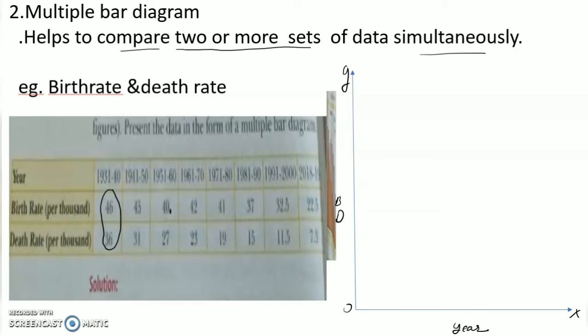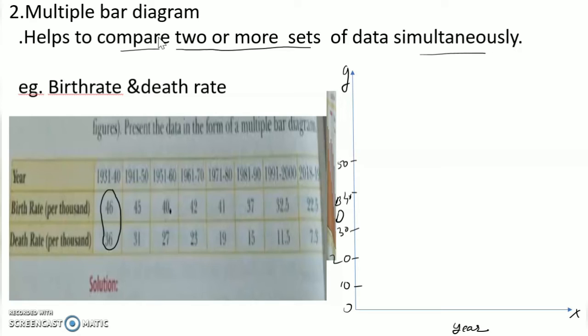And how do we take the intervals here? For that we have to see the data. First we have to check what the maximum value is. The maximum value is 46. So here also we can take the intervals as 10, 20, till 50. 10, 20, then 30, 40, now 50.